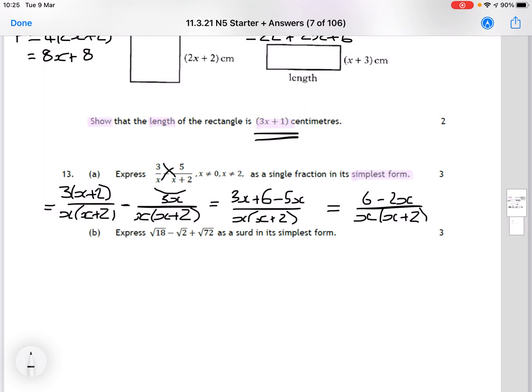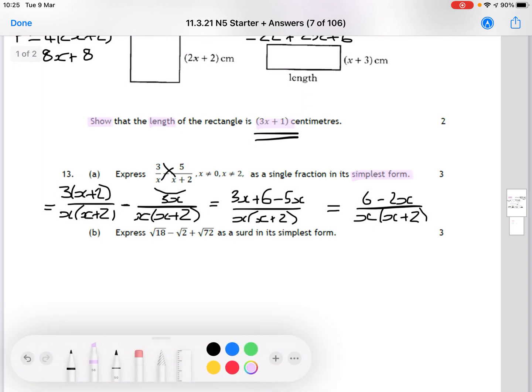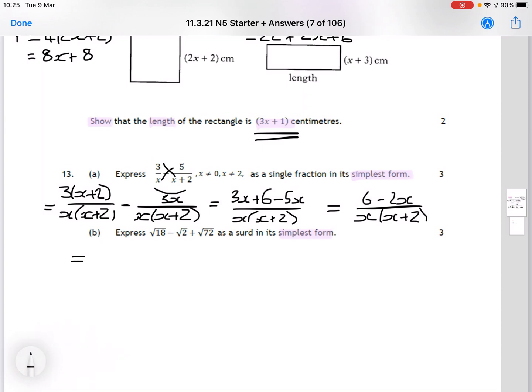The last question is simplifying surds. So we have root 18 minus root 2 plus root 72. We're going to simplify these down and see what we can collect together. So root 18, we would simplify that into root 9 times root 2. You're looking for a pair of numbers that multiply to 18, and one of those numbers has to be a square number. In this case it would be 9 and 2. We've then got minus root 2 in the middle.